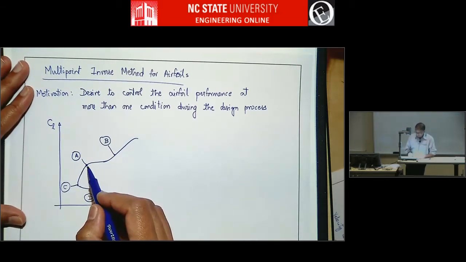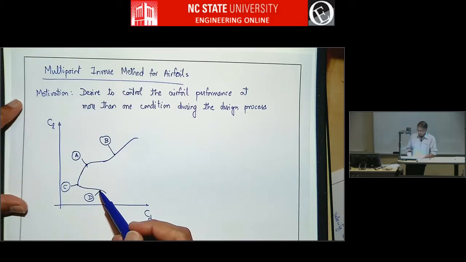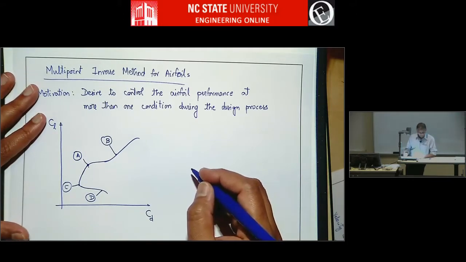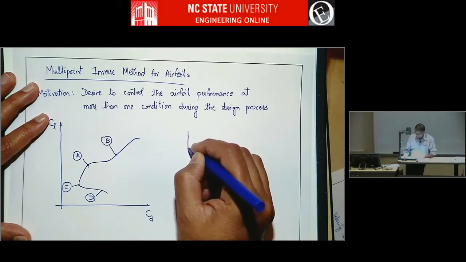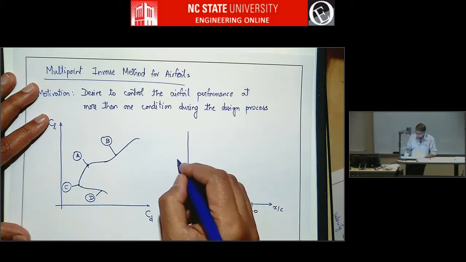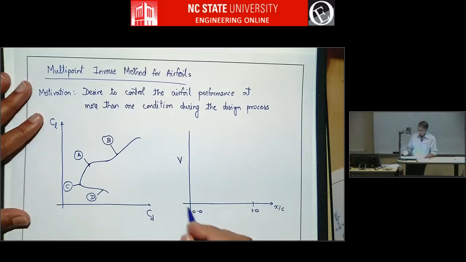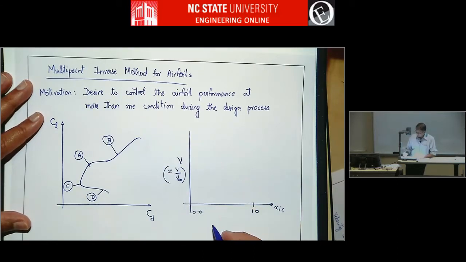But multi-point designs give you the capability to try and control all of these things throughout the design process. So why does that work, or how does that work? So let's now look at velocity distribution. So I'm going to draw the velocity distribution. Again, I'll be using V as short form for V over V infinity. So this is, let's say, the inviscid velocity distribution.